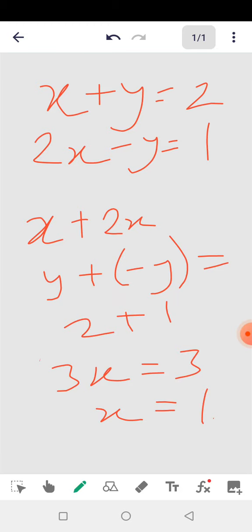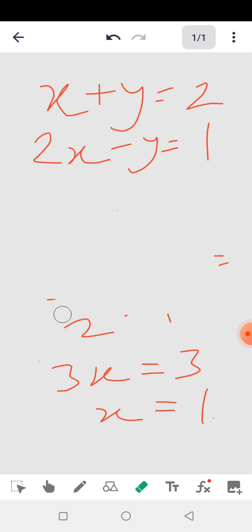Now that x is 1, the value of y can now be found using either equation 1 or 2. Please, you cannot use both equations at the same time. You have to choose the one that will be faster for you. So the smartest move here will be to choose equation 1 to get y. It will be very easy to use 1. Well, if you want to use 2, you still will get y.